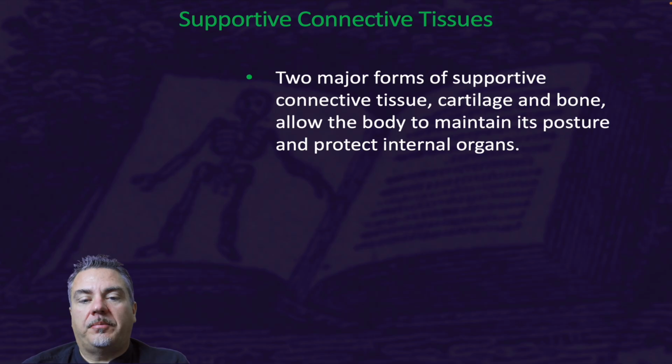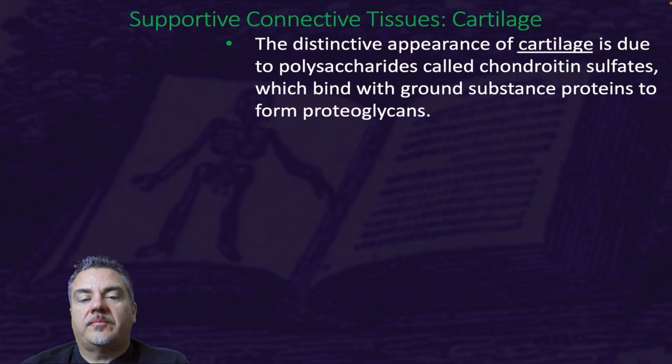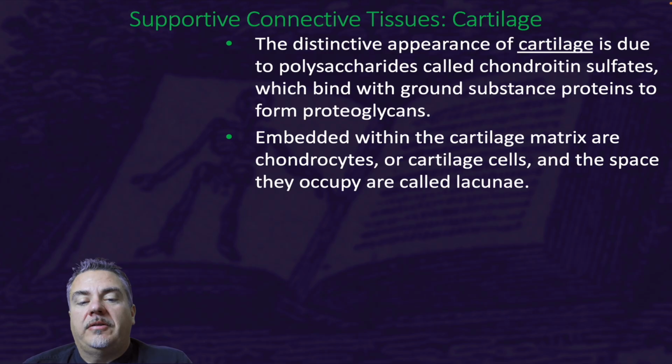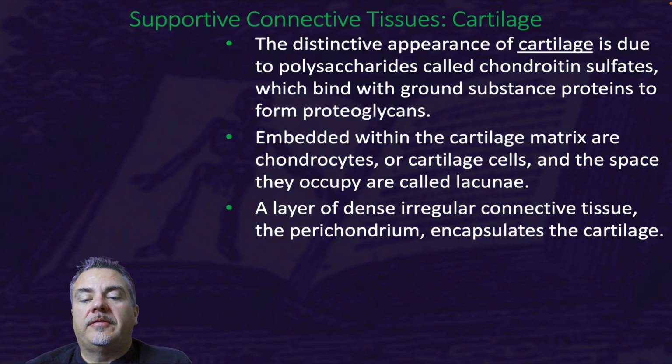Two major forms of supportive connective tissue, cartilage and bone, allow the body to maintain its posture and protect internal organs. The distinctive appearance of cartilage is due to polysaccharides called chondroitin sulfates, which bind to the ground substance proteins to form proteoglycans. Embedded within the cartilage matrix are chondrocytes, or cartilage cells, and the space they occupy are called lacunae. A layer of dense, irregular connective tissue, the perichondrium, encapsulates the cartilage.